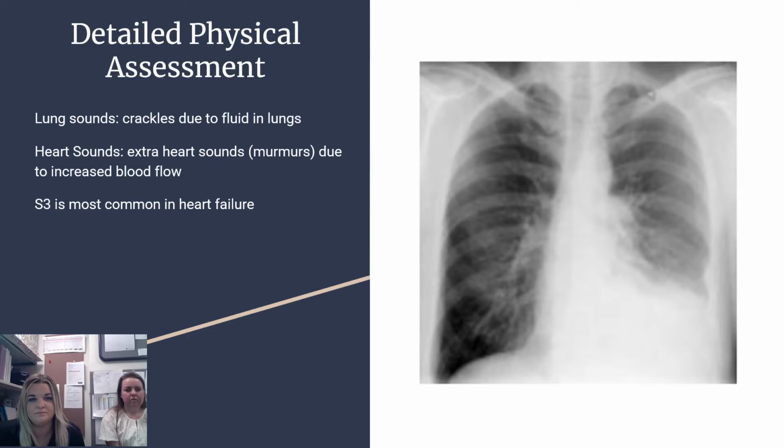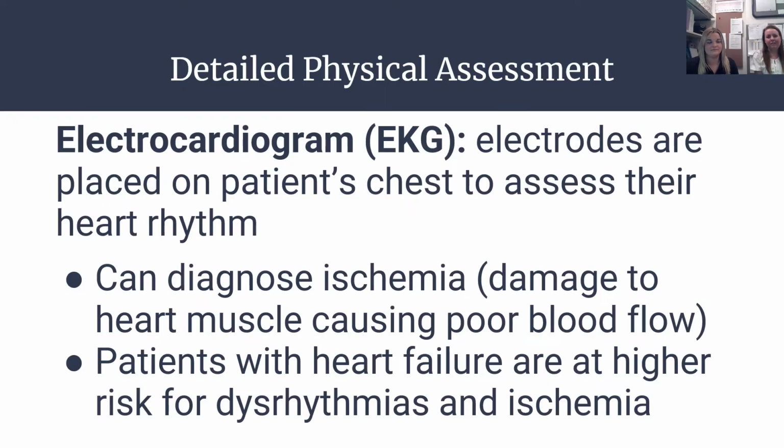This is heard when there is a rapid filling of the ventricle and the ventricle is not expanded to accommodate all of the blood. Another part of the detailed physical assessment is an electrocardiogram, also known as an EKG. Heart failure can cause patients to be at higher risk for dysrhythmias and ischemia due to the heart not allowing blood to flow to the rest of the body properly. An EKG can be used to detect arrhythmias and ischemia by placing electrodes on the patient's chest to detect their heart rhythm. The rhythm can tell us many things about how the heart is functioning, including ischemia, which indicates damage to the heart muscle, causing poor blood flow, such as in myocardial infarction, which we listed as a possible patient history for patients with heart failure.